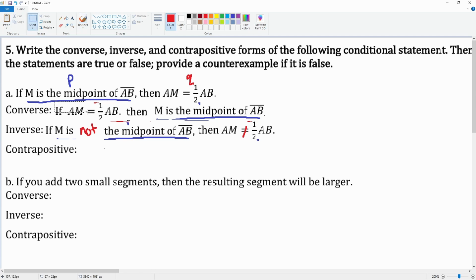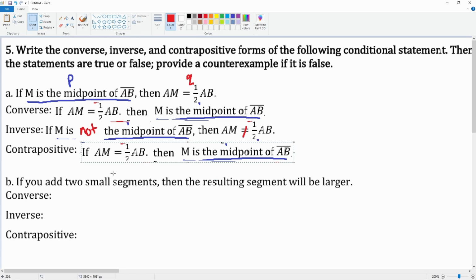Contrapositive would be the not version of the converse. So here's the converse. And let's just put AM is not equal to 1/2 AB. And then M is not the midpoint of AB. So it should look something like that. Okay. Now we can prove it.